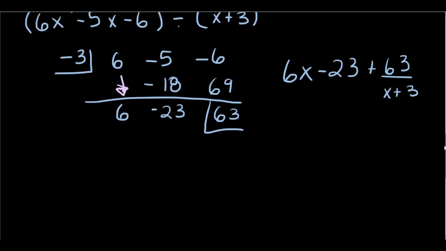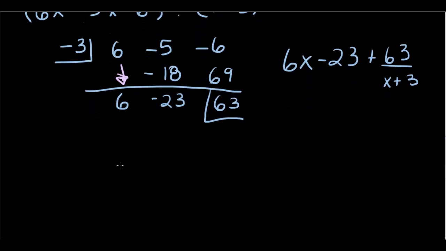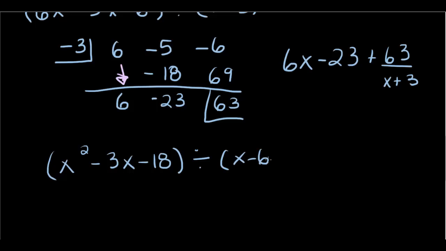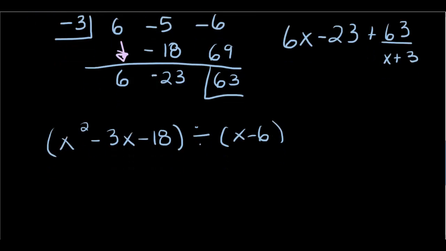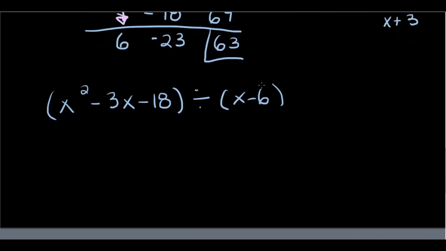Let's try another example. x squared minus 3x minus 18 divided by x minus 6. We make x minus 6 equals 0. We solve for x, so x equals 6. That goes inside the box.